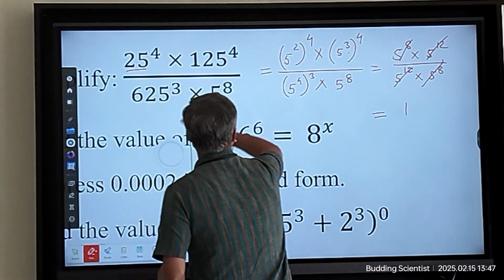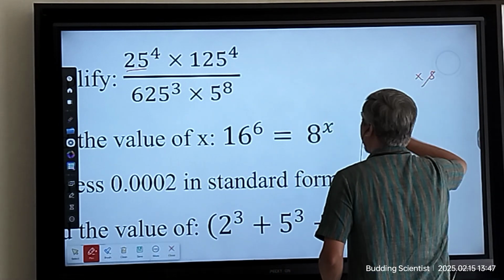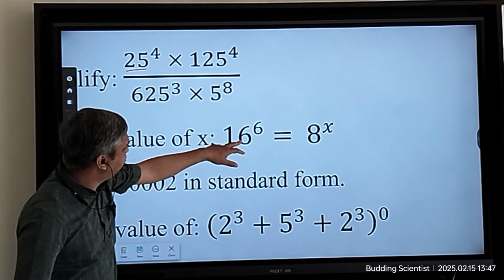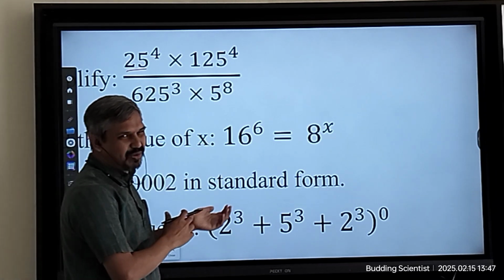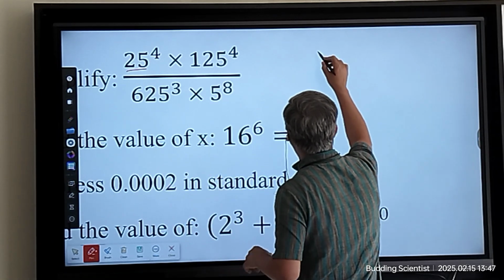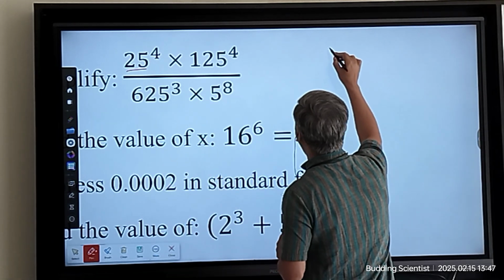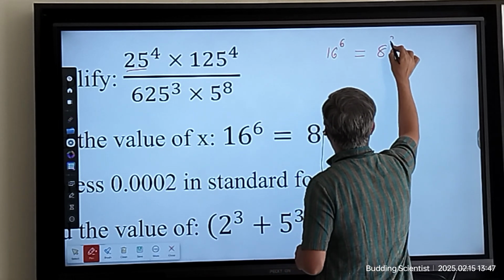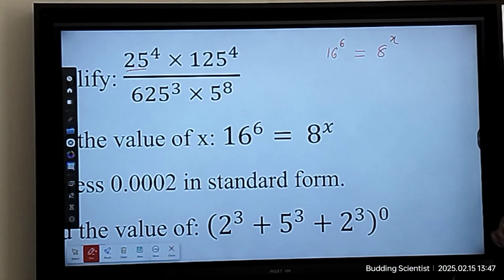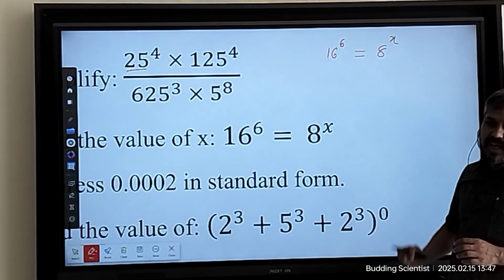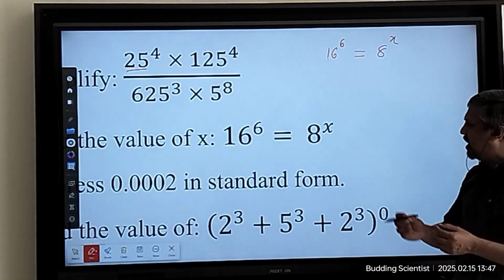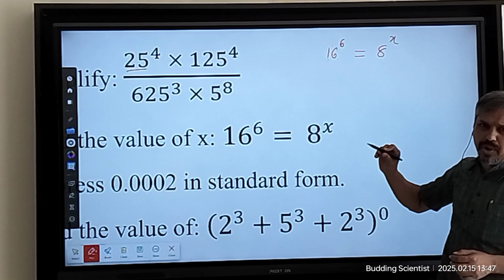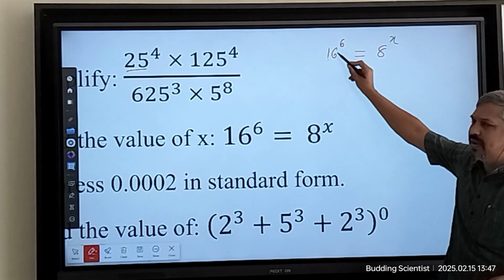Alright, now the next kind of problem, question number 4 here, is find the value of x if 16 raised to 6 is equal to 8 raised to x. It's a very simple problem. For some students it might seem to be difficult, but it is not difficult at all. 16 raised to 6 is equal to 8 raised to x. Now the base is 16, the base is 8. If you have just enough observation, you will understand that 16 is 2 into 2 into 2 into 2, 4 times. So this is 2 raised to 4.